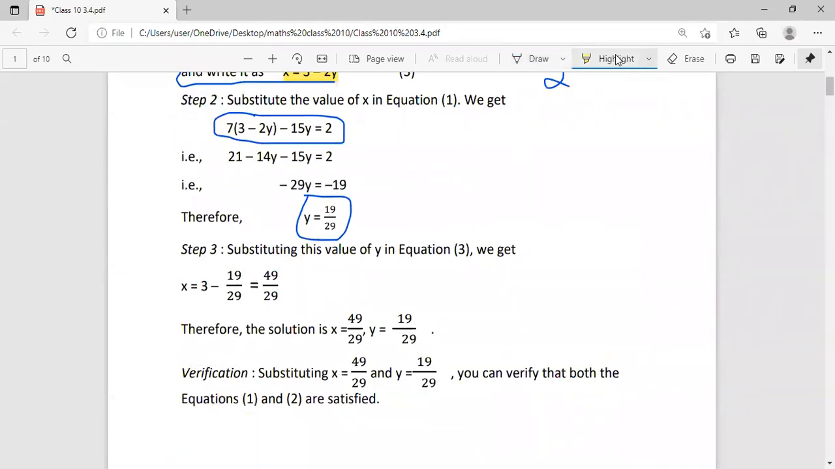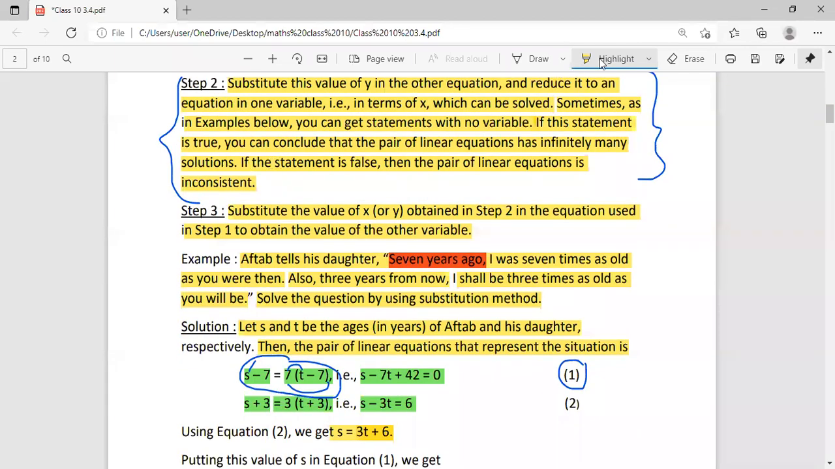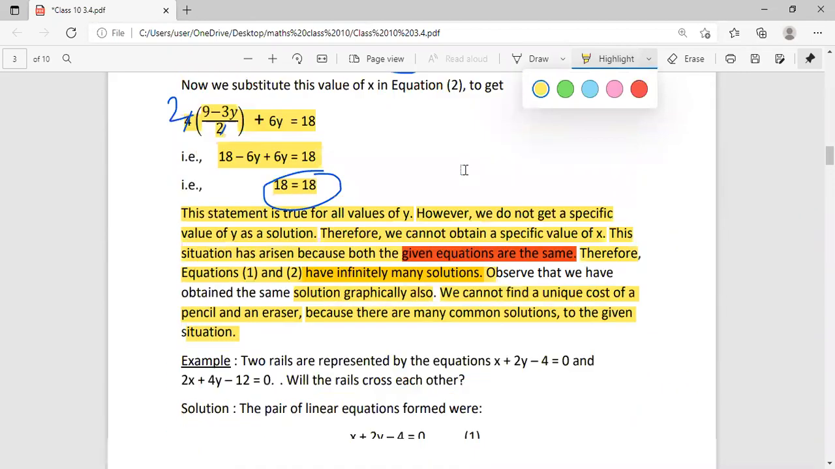Now we will go to the third case. See here, in this explanation, you have seen that if the statement is false, then the pair of linear equations is inconsistent. Okay, now we are going to check this one. See the next question.